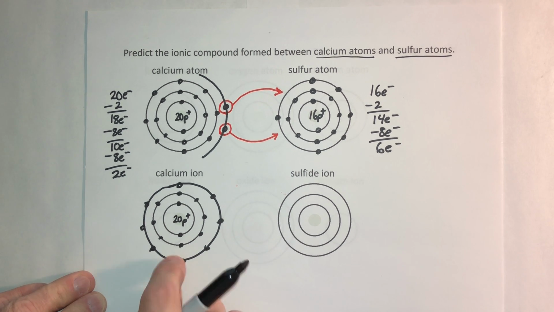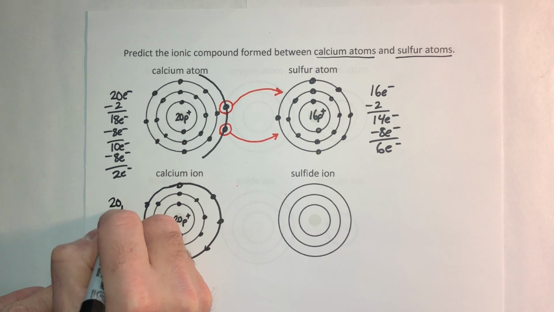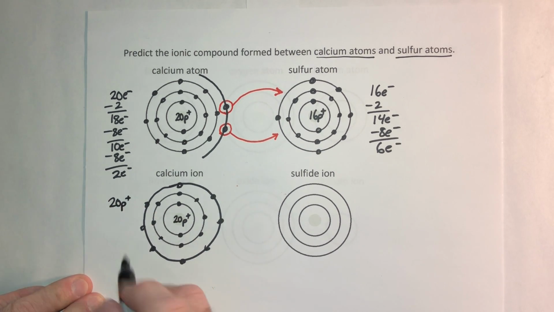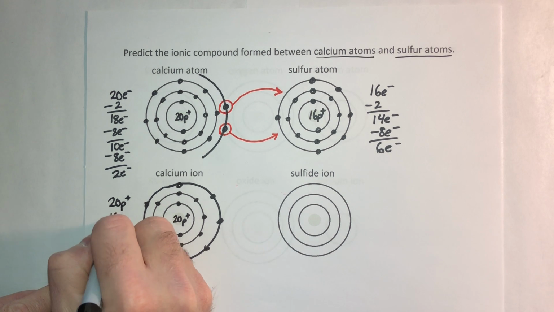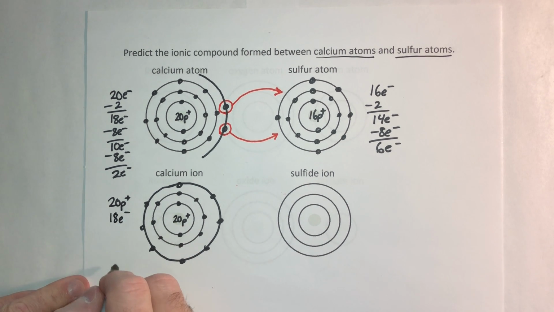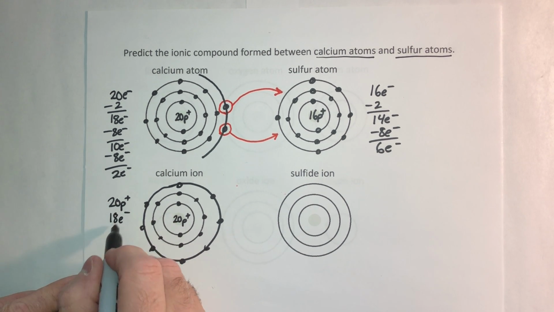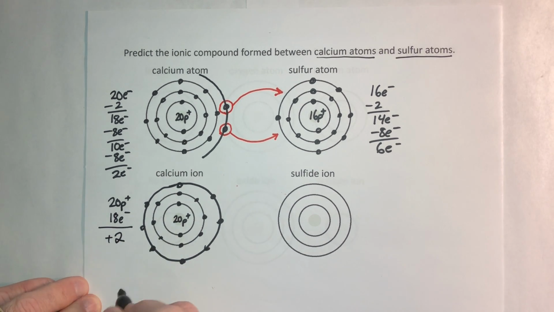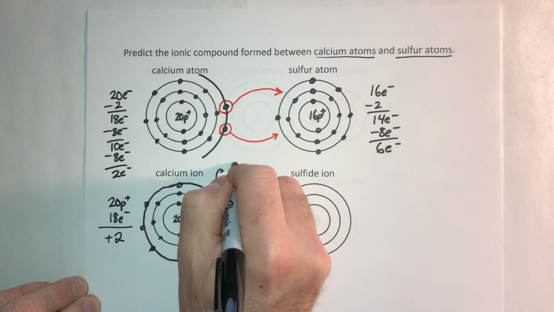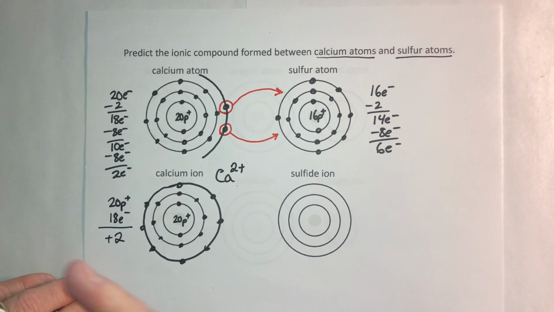The charges don't balance though. I had 20 protons. I used to have 20 electrons, but I gave 2 away. That means I've only got 18 electrons left. So if you've got a plus 20 and a minus 18, that's going to give you a positive 2. So my calcium ion is a calcium 2+, because you lost 2 electrons.